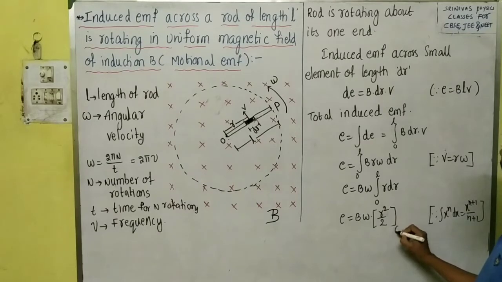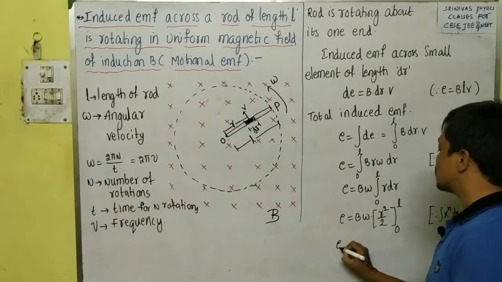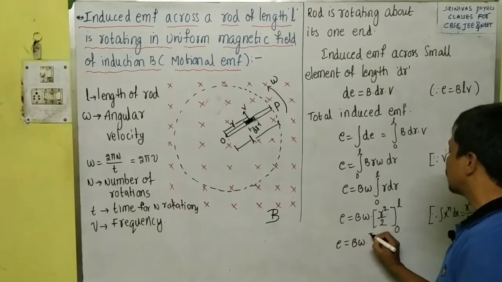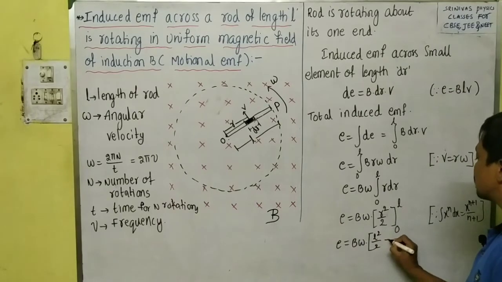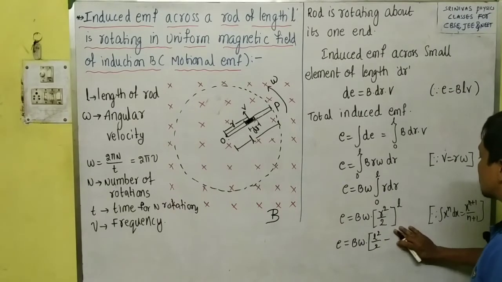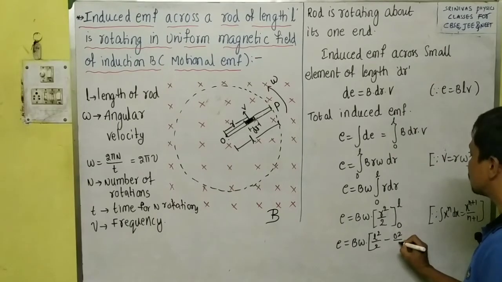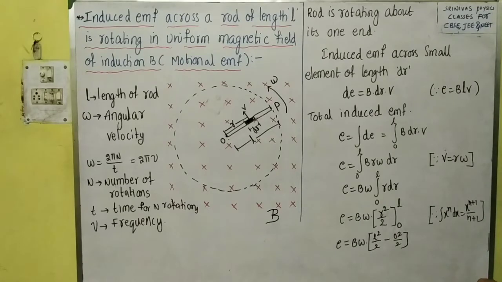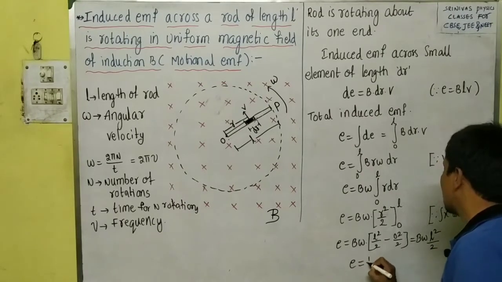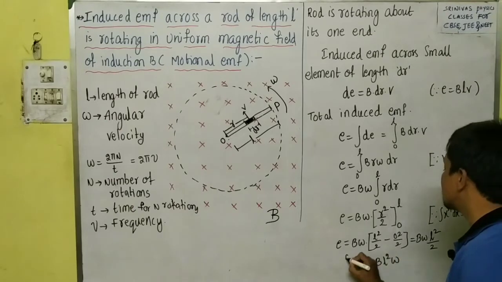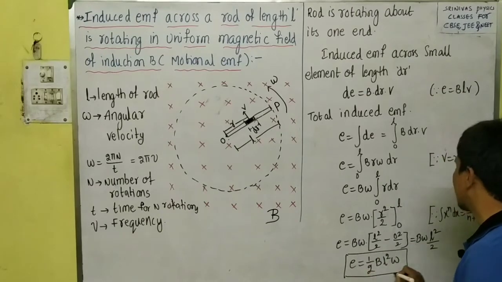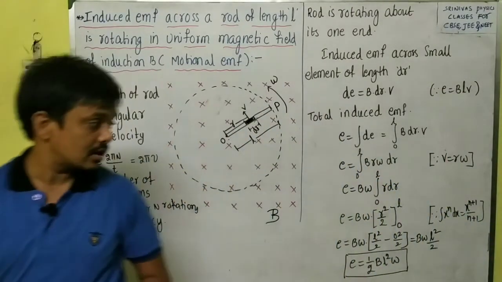Then according to that, we have to substitute the limits. That is, induced EMF is equal to B omega into, in place of r we write the upper limit first, L square by 2, minus, in place of r the lower limit 0, that is 0 square by 2. Then finally you will get B omega into L square by 2. The final induced EMF formula is, we write half outside, half B L square omega. This is the induced EMF across the rod.